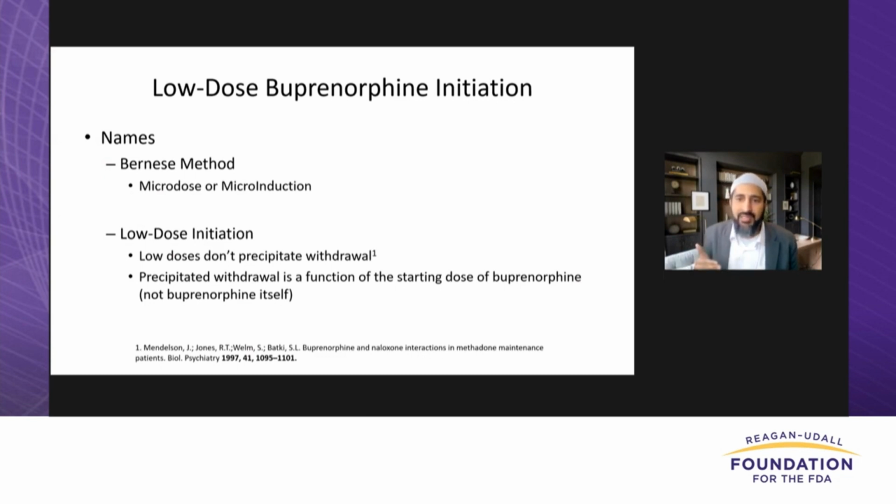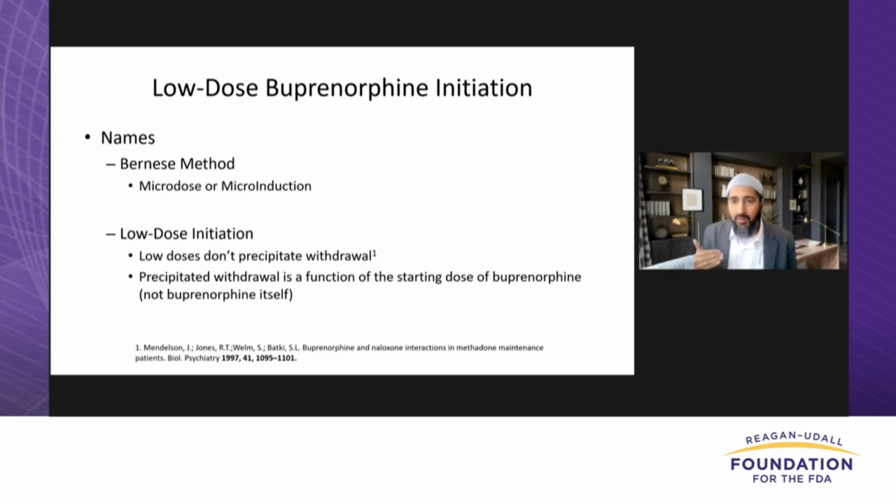And the principle is that low doses of buprenorphine don't precipitate withdrawal. So the study referenced at the bottom looked at opioid-dependent subjects who were receiving 30 to 40 milligrams of methadone. They measured the vital signs and withdrawal scales in these patients and compared this with giving them placebo on another day. The point is, they found that low doses of buprenorphine did not cause withdrawal, and there was no significant difference from placebo.